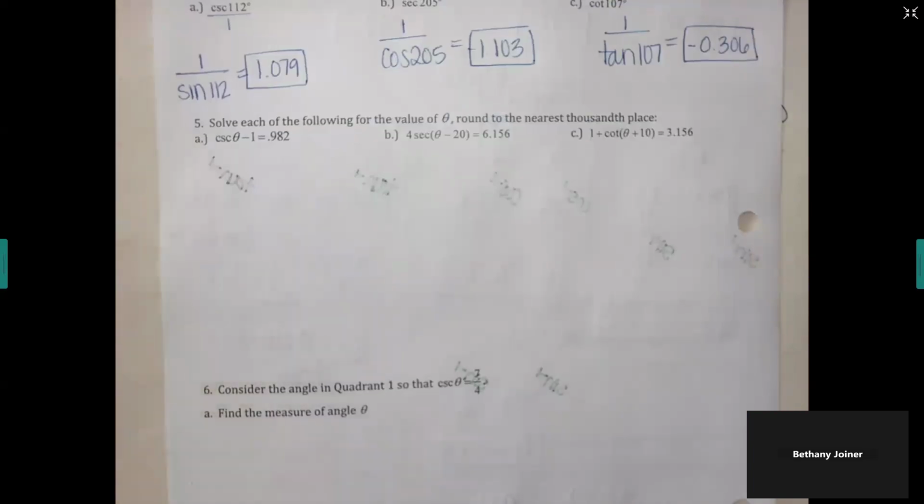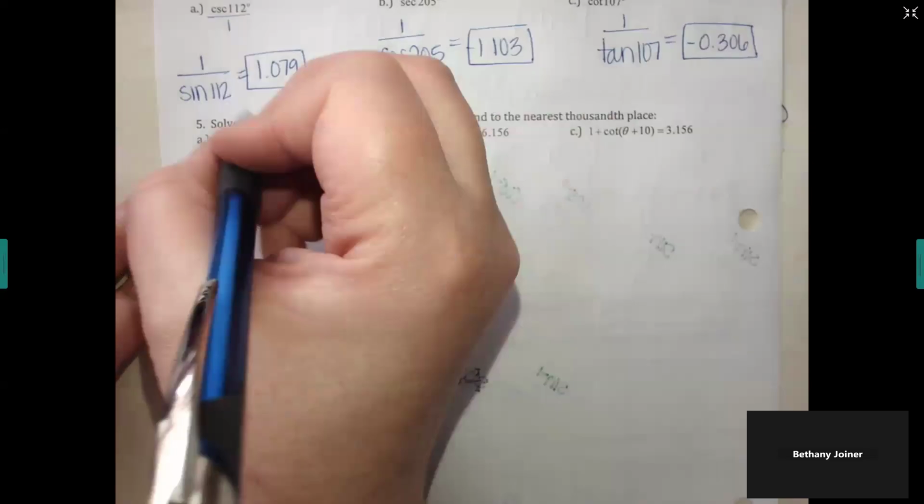All right, the last little bit of that is we just have to know how to solve with the 3 reciprocals. Remember, these are the ones that are not in your calculator, but we can still solve them. So let's start with the first question. What do you think we should do first? Add the 1 is correct. So I have a 0.982.